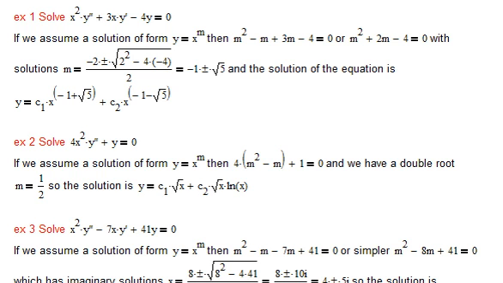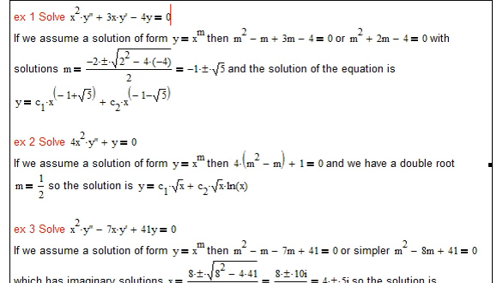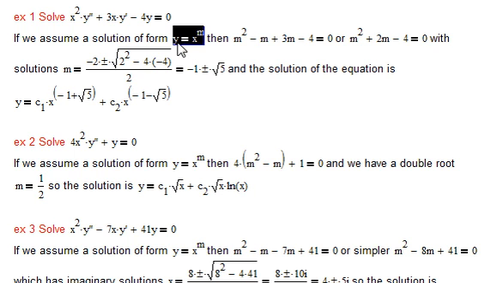So let's focus on seeing how we can do an example. Here is a homogeneous Cauchy-Euler equation: x squared y double prime plus 3xy prime minus 4y equals 0. Now, if we assume a solution of this form, y equals x to the m, then m squared minus m, be careful, plus 3m minus 4 equals 0.